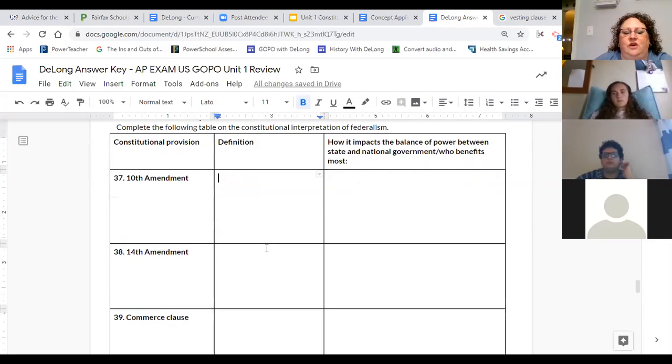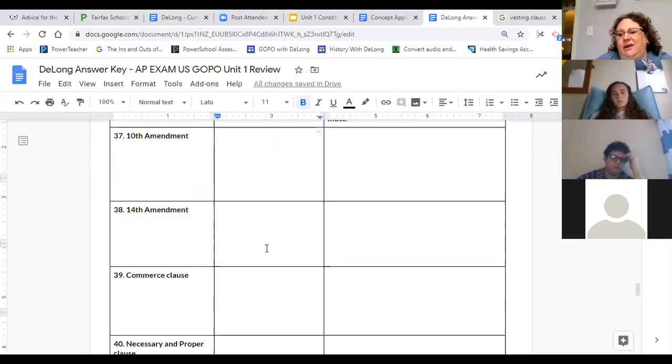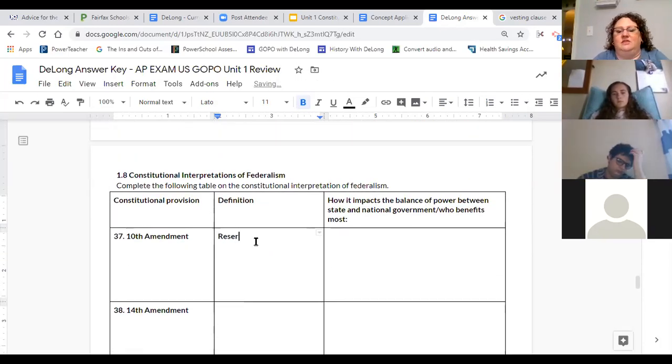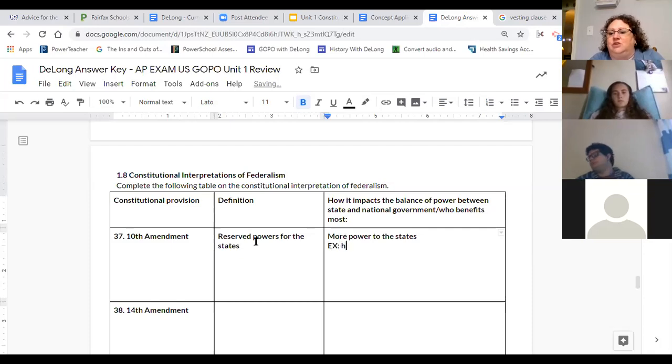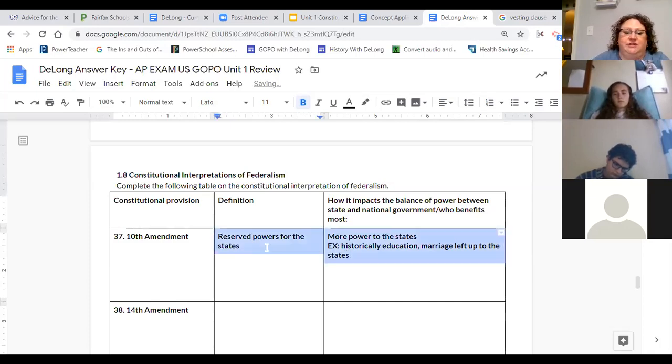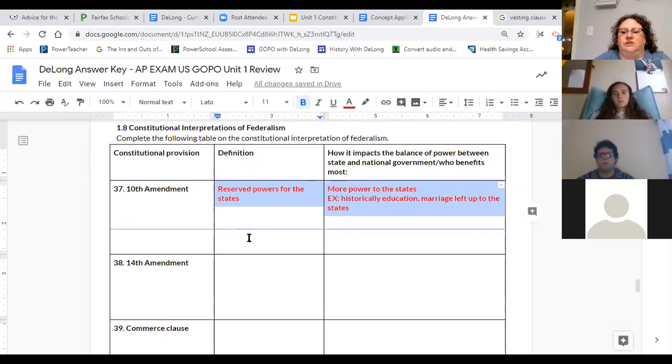All right, so the 10th, all these are kind of the same idea. The 10th Amendment, this is reserved powers for the states, right? Anything not specifically mentioned goes to the states. So this is usually more power to the states. There are exceptions, like for example, historically, education and marriage have always been left up to the states. But that changed, of course, with Obergefell versus Hodges when they determined that. 14th Amendment, what's the 14th Amendment?